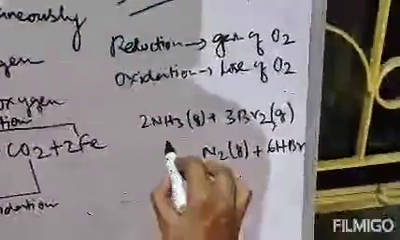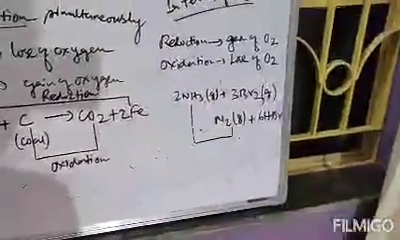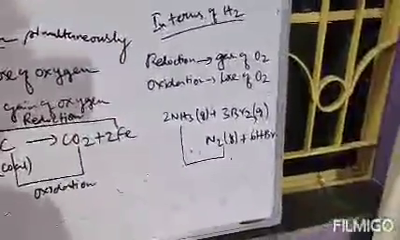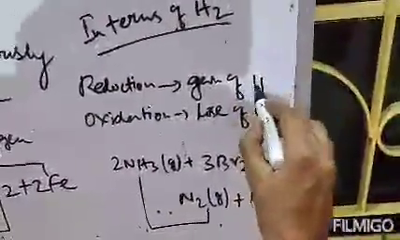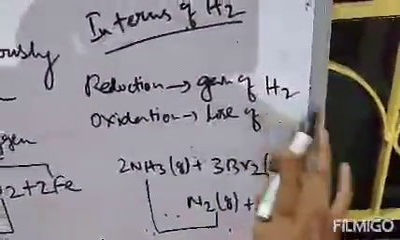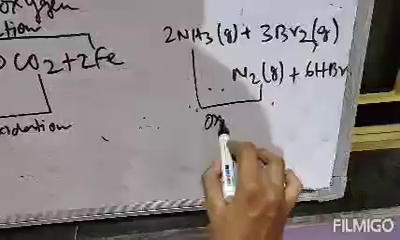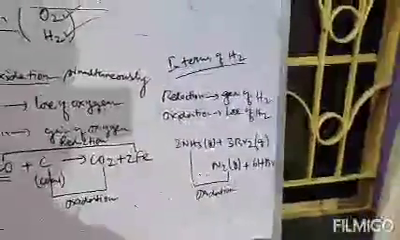Now look at this figure. From NH3 to N2, hydrogen is lost, and loss of hydrogen means oxidation. This will be your hydrogen, not oxygen. Clear? So loss of hydrogen means oxidation. Therefore, this is termed as oxidation.